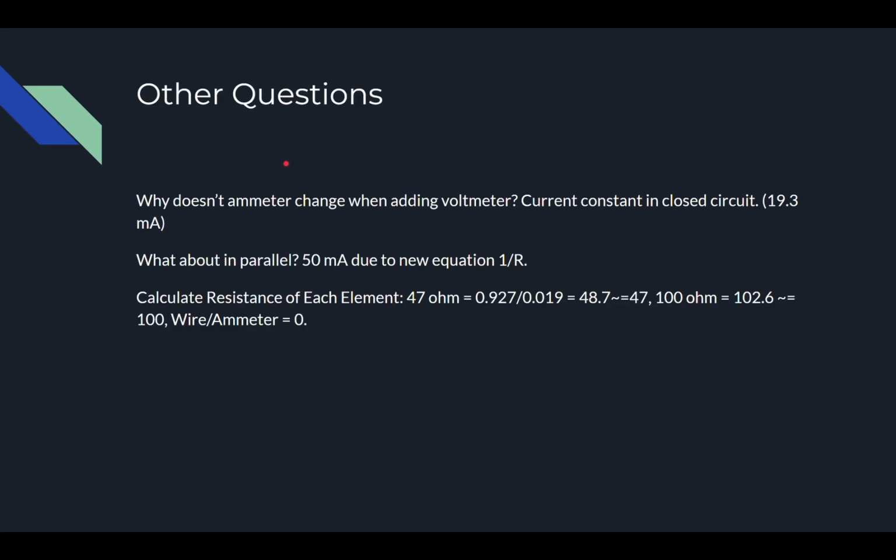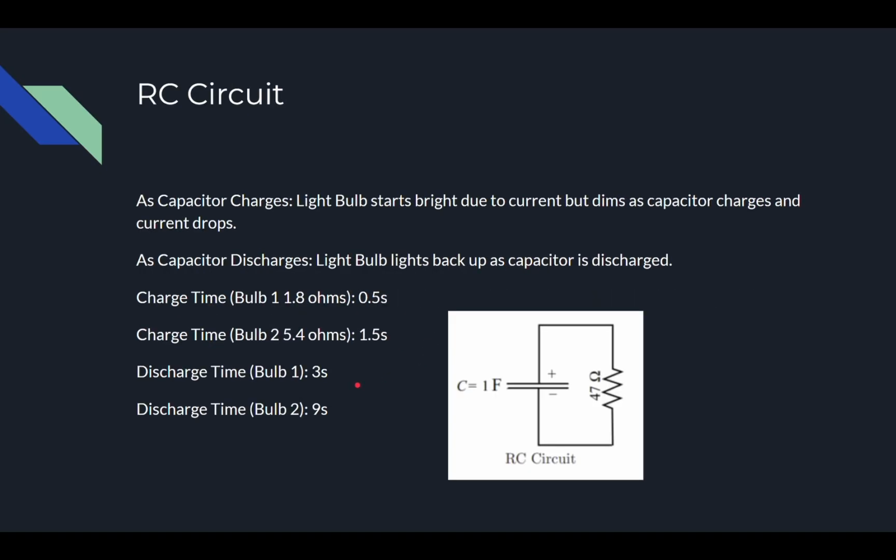The ammeter doesn't change when adding a voltmeter because the current is constant in a closed circuit. When we did this, it equaled 19.3, which is very close to 19, which is about what the other two were. In parallel, it now equals 50 milliamps because we have a new equation, which is 1 over the resistance. When you calculate the resistance of each element, 0.927 divided by 0.019 is equal to 48.7, which is about 47. For the 100 ohm, we measured 102.6, which is almost 100, so that makes sense.